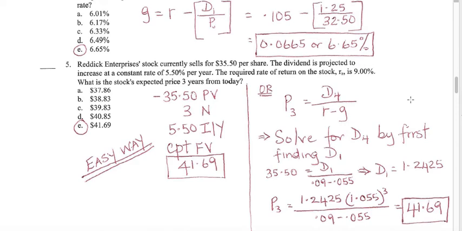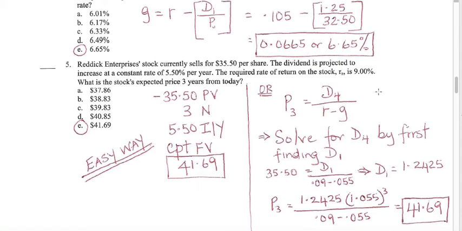Take note that there are 2 ways to solve this problem. The easier way, the very easy way, is recognizing that the price of the stock today is $35.50. You're already given the price of the stock. You're told it's growing at 5.5%. And then you're asked, what is the stock price 3 years from today? So you could simply use the future value of a lump sum formula to get $41.69. That's the easy and quick way.